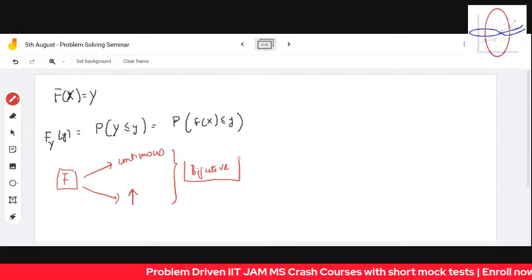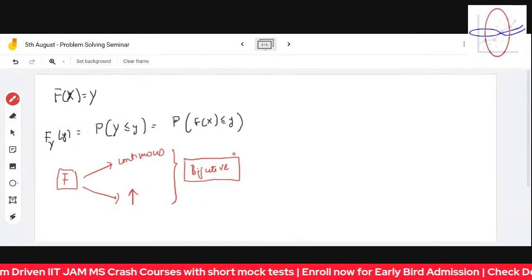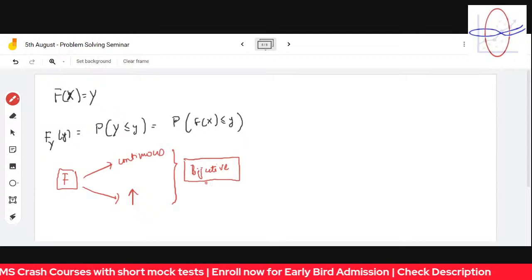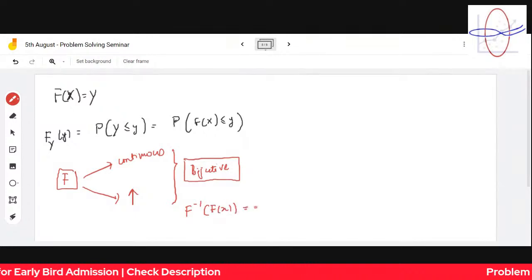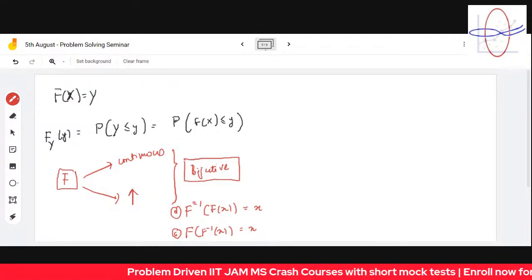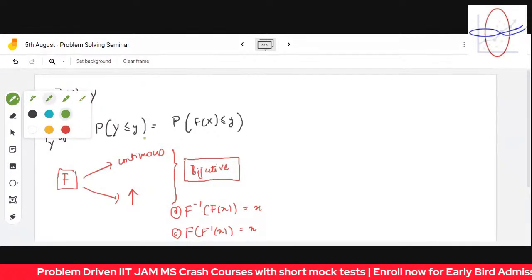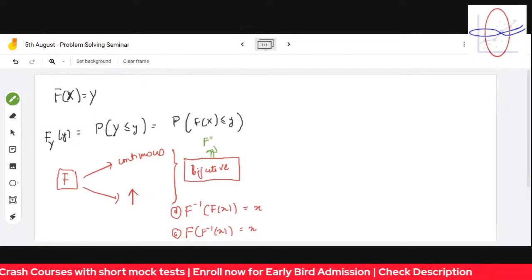So you must revise your knowledge of bijective functions from your pre-calculus classes in 11, 12, from books. So it's bijective, so f inverse exists. So what is f inverse? F inverse is a function such that f inverse of capital F of x is x, and F of f inverse of x is x. These are the two properties of an inverse function. Here it's bijective, so f inverse exists.